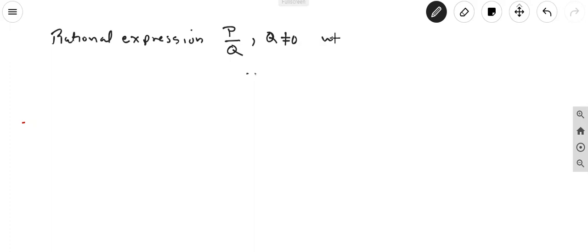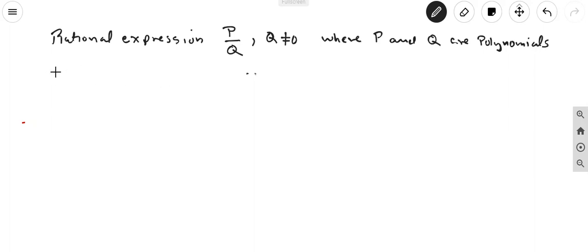We can say that a rational expression is an expression P over Q with Q not equal to 0, where P and Q are polynomials. One of the important skills when we are working with rational expressions is to learn how to simplify rational expressions.